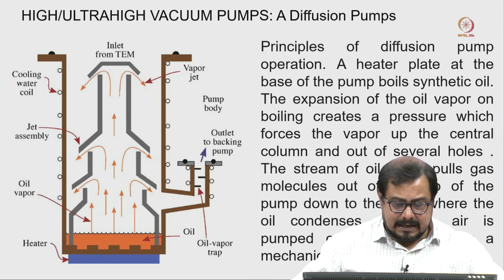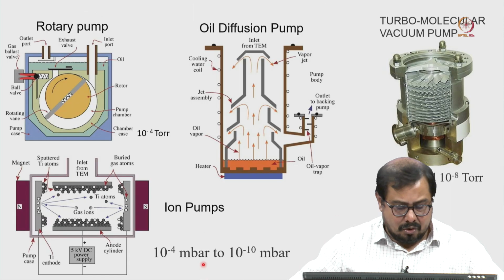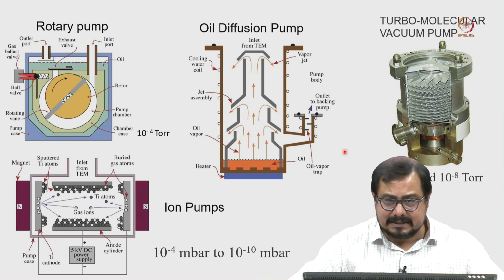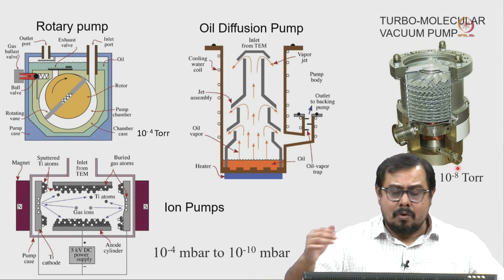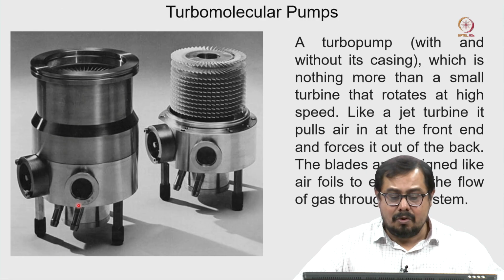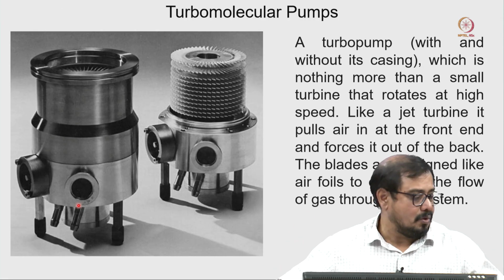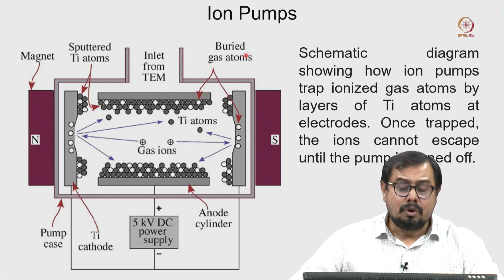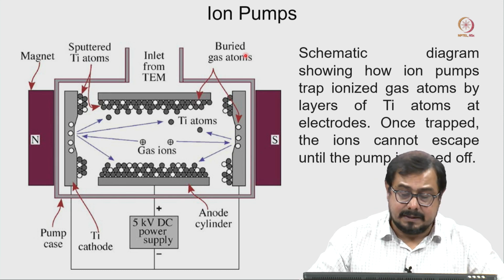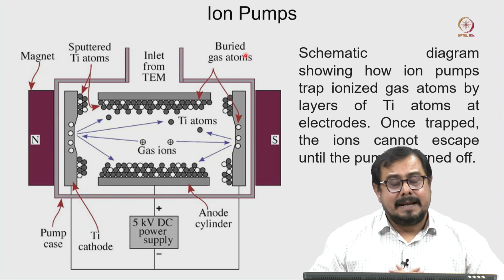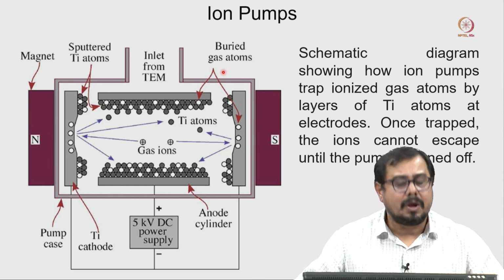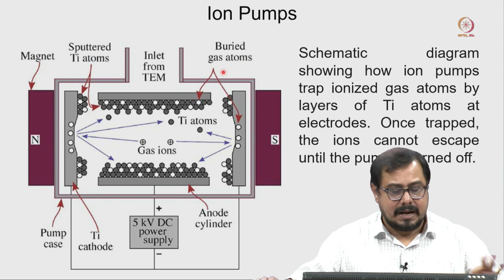As I mentioned here, if you just look at here, it will reach that 10 to the power minus 5, 10 to the power minus 6 torr. Now, that ion pump is going to come into the picture. Let us take a look at how this ion pump works. The ion pump is a very specialized pump, and it is also a very expensive pump. It cannot work in normal atmospheric pressure. Why? I am coming back to that later.